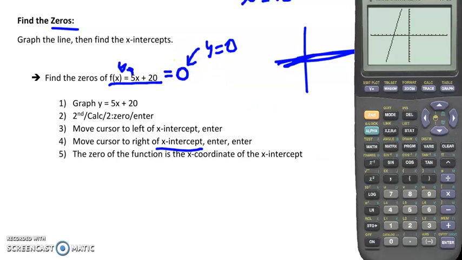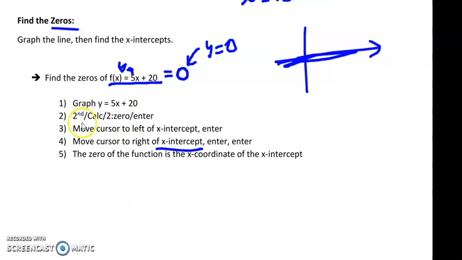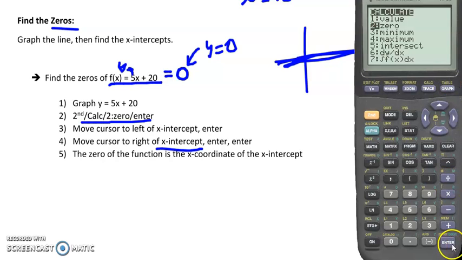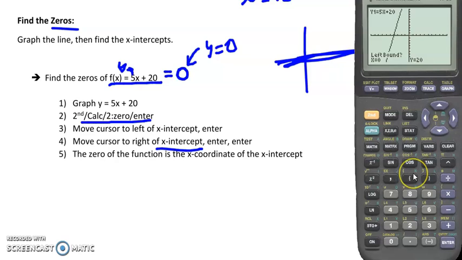But there's actually a function already built into the calculator, so we don't have to graph y equals 0 to do this. So here is where we find that function. It's again under the calc button. So I'm going to do second, calc, and that brings up the same menu we did before. Last time we did number 5. This time we're going to do number 2. You can either just type the number 2 or you can arrow down to it and press enter.